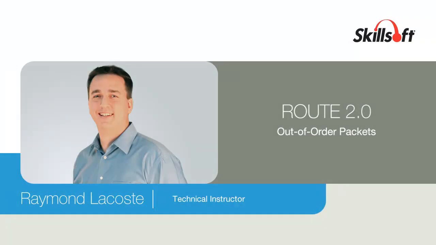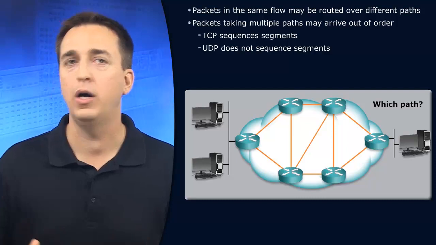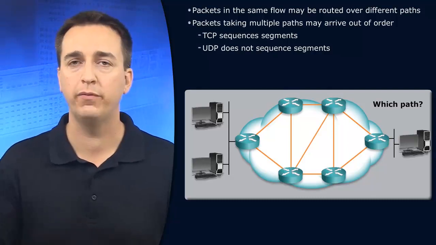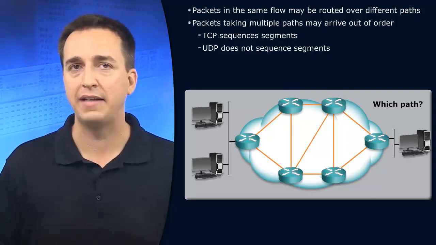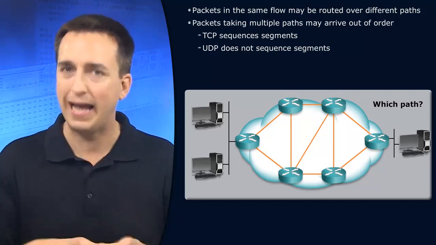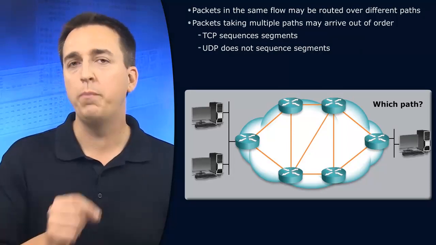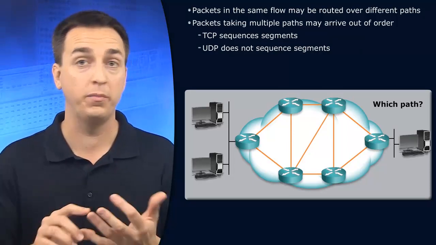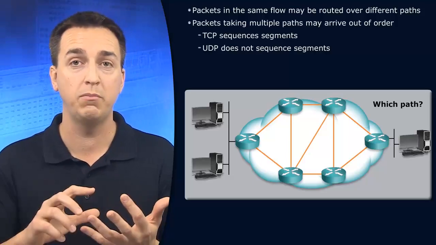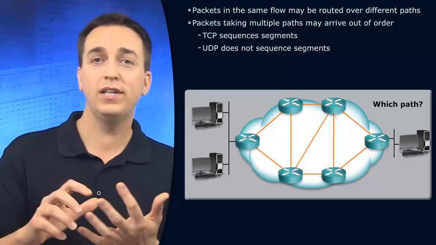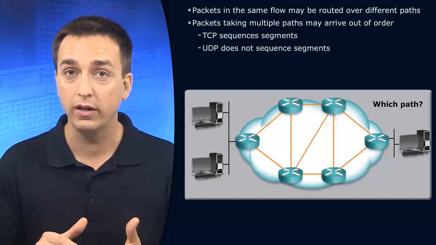With today's highly redundant networks, it's quite possible that packets that belong to the same flow may be routed over different paths. Now, what constitutes packets in the same flow? Well, packets that are part of the same flow will be coming from the same source IP, going to the same destination IP, using the same source and destination port numbers.